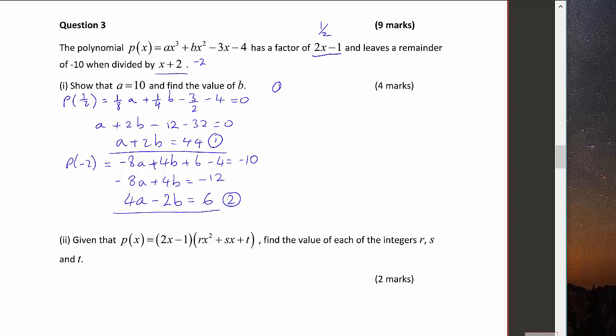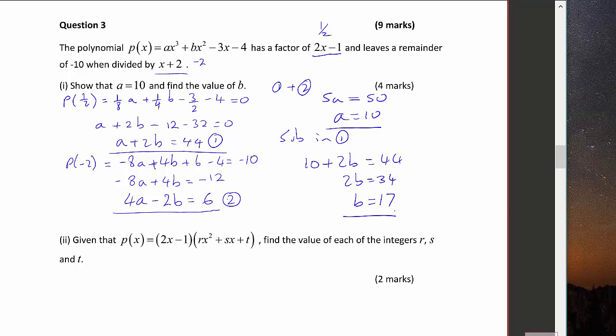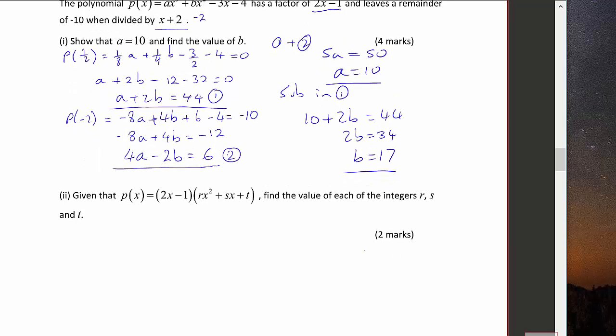So if I now do equation 1, add equation 2, that gives me 5a is equal to 50, and so a is equal to 10. And then let's sub in 1, and then that gives me 10 plus 2b equals 44. So 2b is 34, giving me b is 17. Okay, so now we have that.